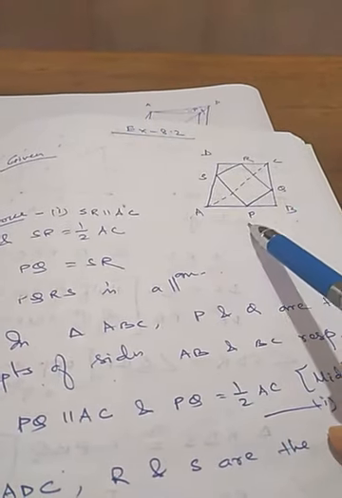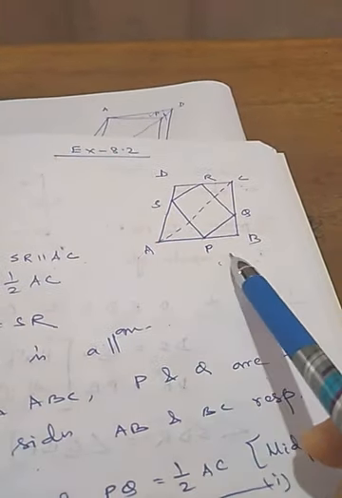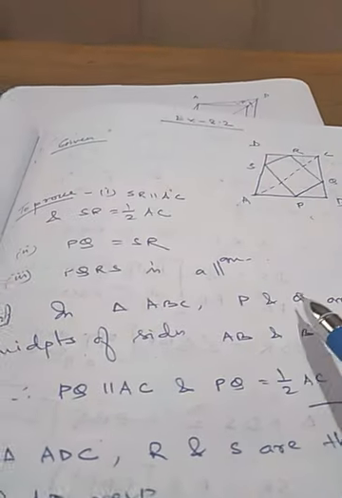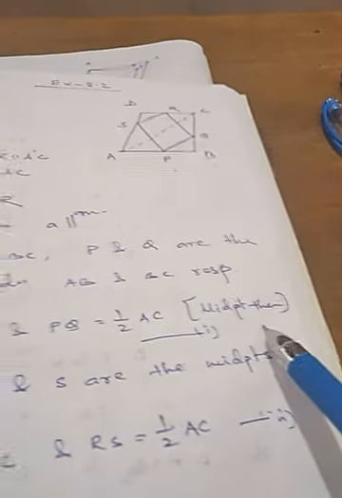Now first of all you have to take the triangle ABC. Here P and Q are the midpoints of the sides AB and BC, given. So with the help of the midpoint theorem you can write directly PQ is parallel to AC and PQ is half of AC.